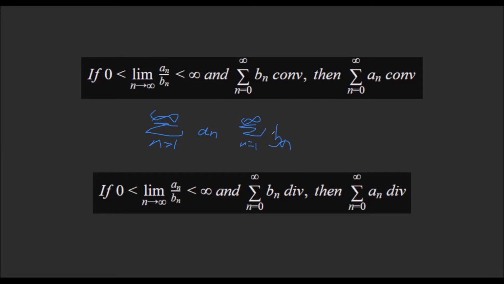If b sub n converges and the limit as n approaches infinity of a sub n over b sub n is positive and non-infinite, then the infinite series of a sub n will converge. However, if the infinite series of b sub n diverges and the limit as n approaches infinity of a sub n over b sub n is positive and not infinite, then the infinite series of a sub n will diverge. So the state of convergence of a sub n is entirely dependent on the state of convergence of b sub n.